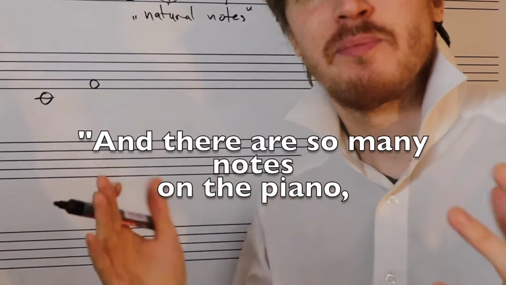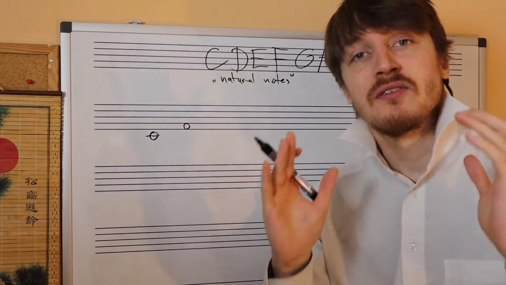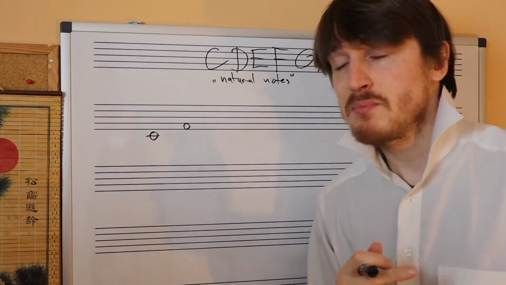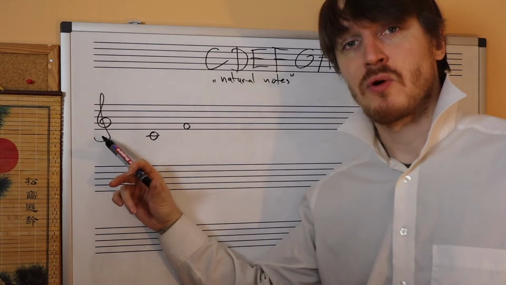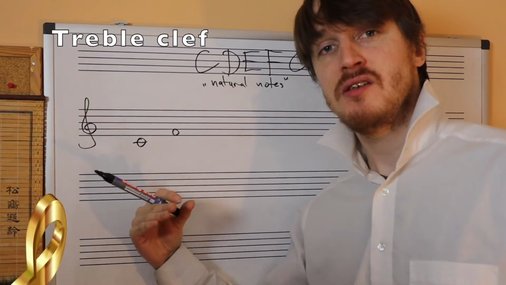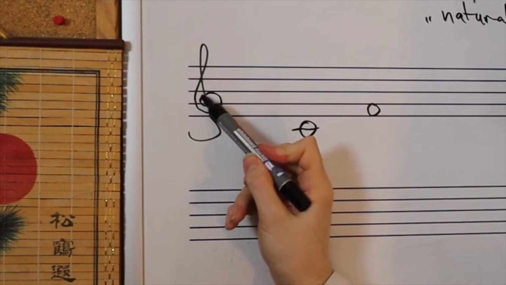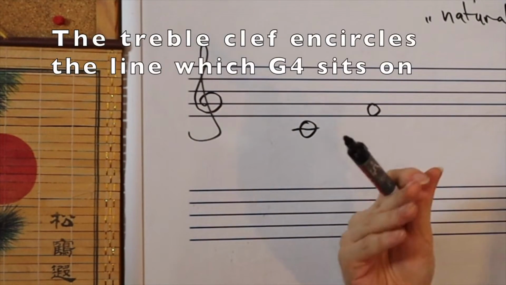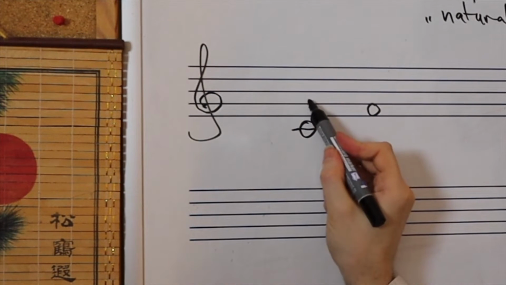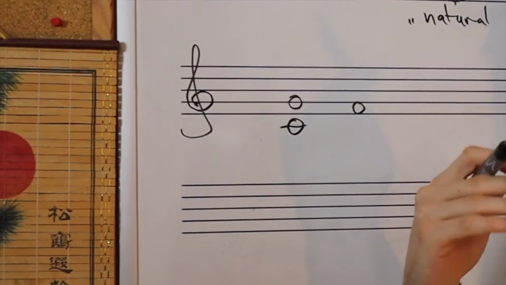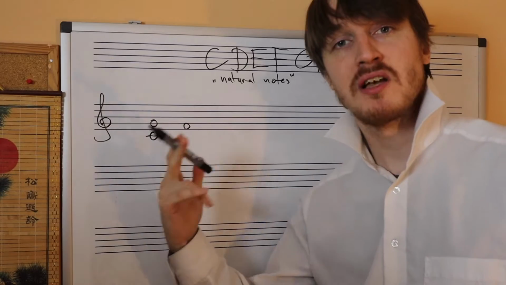There are so many notes on the piano, how would we possibly write them all in one staff? That's where the so-called clefs come in. The clef is a symbol that goes at the beginning of every staff. This symbol is the so-called treble clef. It denotes the G, the next G above middle C. This is middle C, and the treble clef sort of has a circle. It encircles a particular line, the second line from below, and on this line sits the G, and it's G4, the G above middle C. That's why the treble clef is also called G clef sometimes.